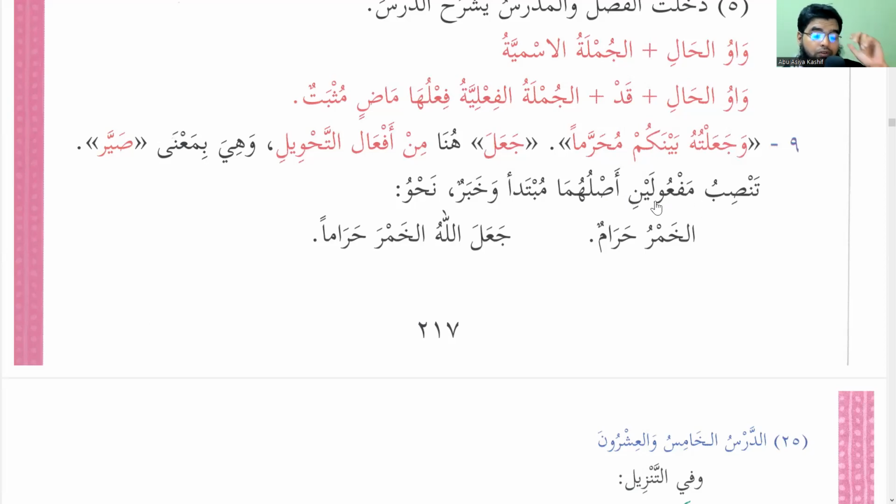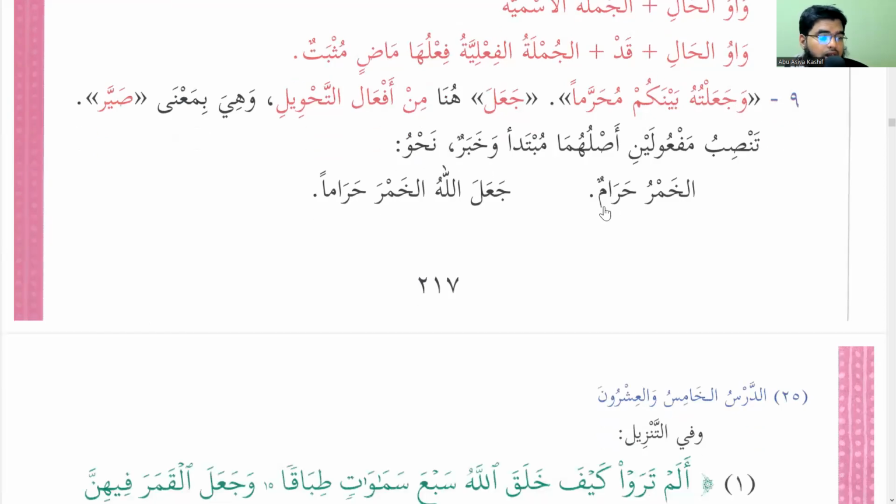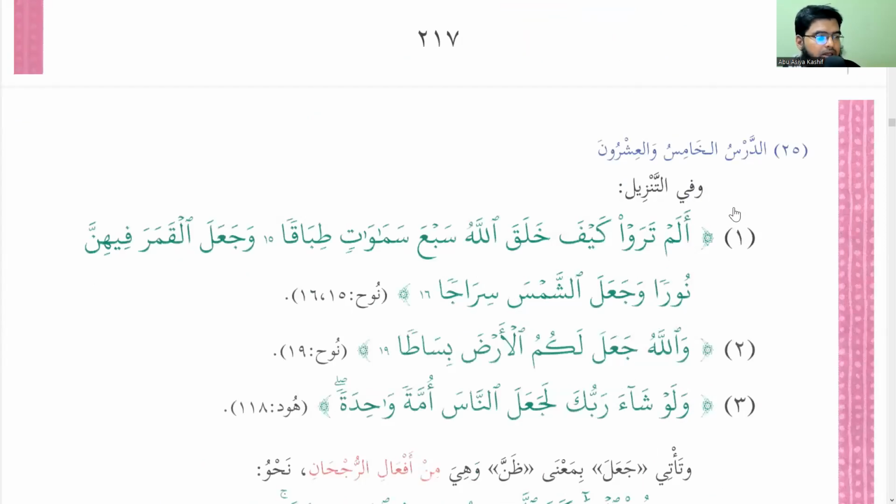So we say it takes two maf'ul, which were originally mubtada and khabar. For example, al-khamaru haramun. Khamar is haram. So both of them will become an object now. Ja'alallahu al-khamara haraman. Right? Ja'alallahu al-khamara haraman. Correct? Very simple, inshallah. And in the Tanzil, very common: Allah has made something as something, in the meaning of changing.